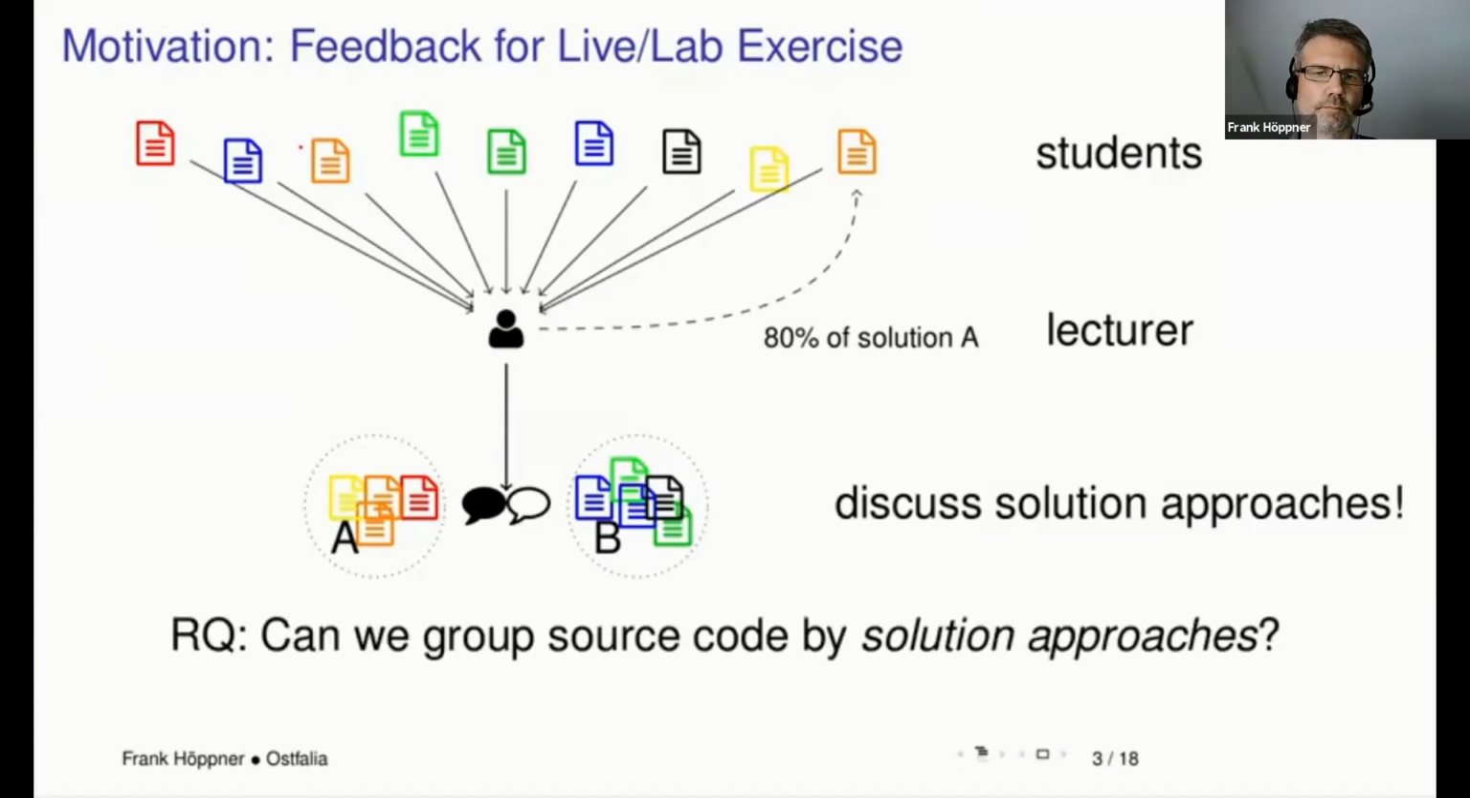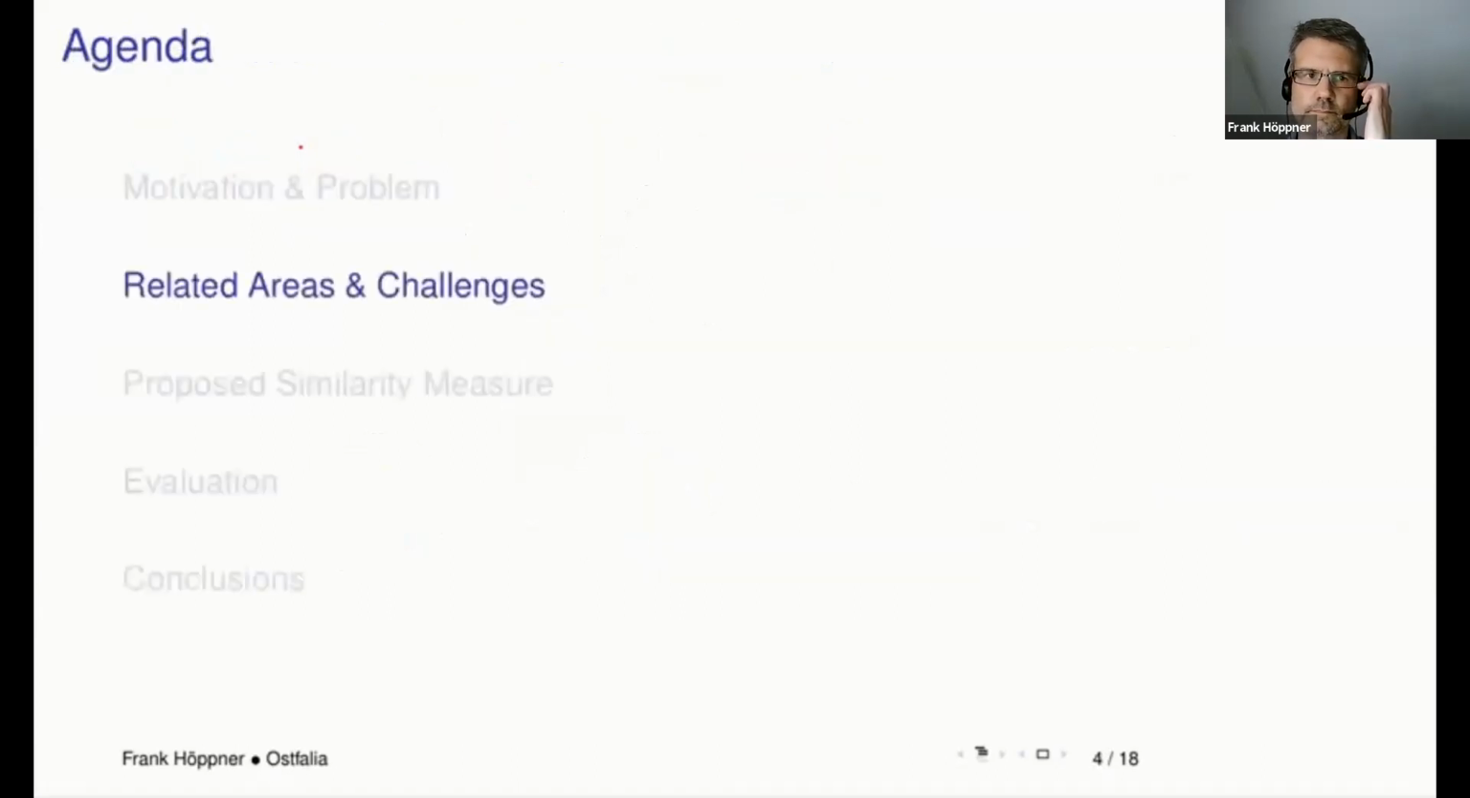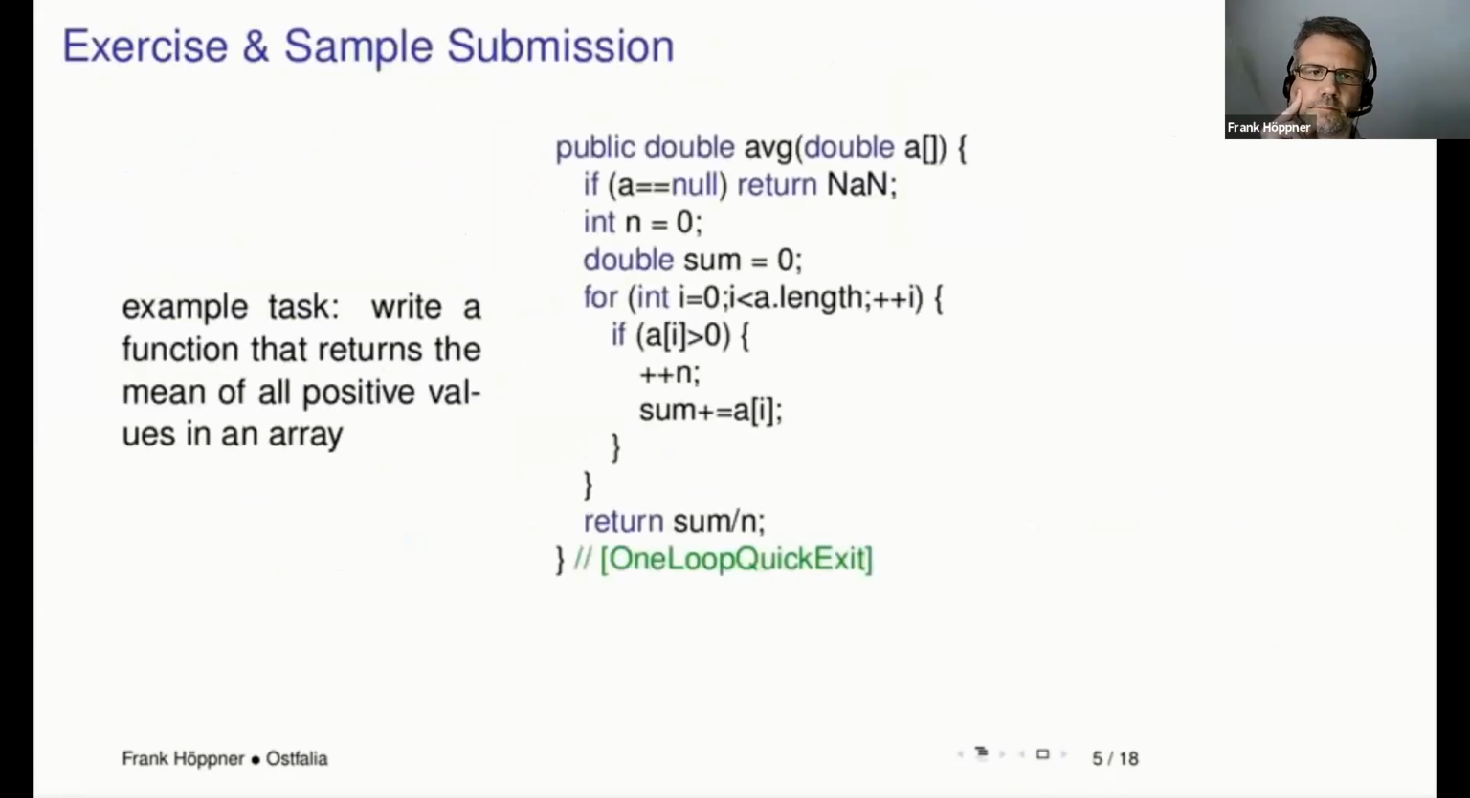So the research question is, can we group source code by solution approaches? To what extent is that different to what we have seen already? What are the challenges? Suppose the task was as follows. Write a function that returns the mean of all positive values in an array. A possible correct solution is shown here. It identifies the number n of positive entries and their sum, from which we then obtain the mean.